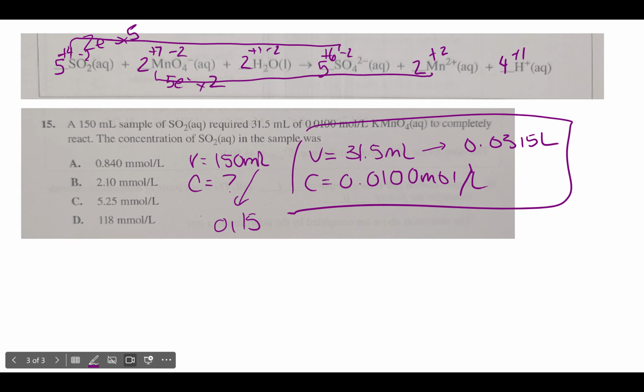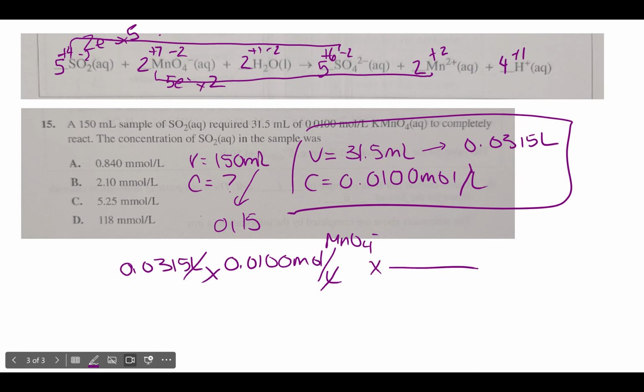So our information about the permanganate can get us to moles, so I'm going to start with this. 0.0315 liters, multiply it by the concentration. This step gets liters to cancel, and now you're at moles of the MnO4 solution. Now we can turn that into moles of the SO2 using the mole ratio. So 2 moles of MnO4 negative in the denominator, so the moles can cancel, for 5 moles of SO2 in the numerator.